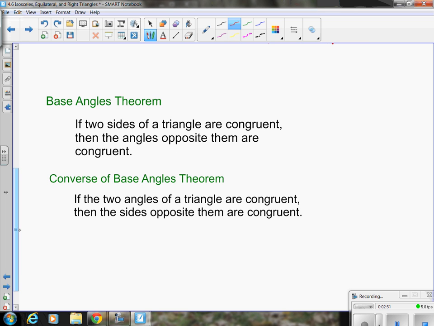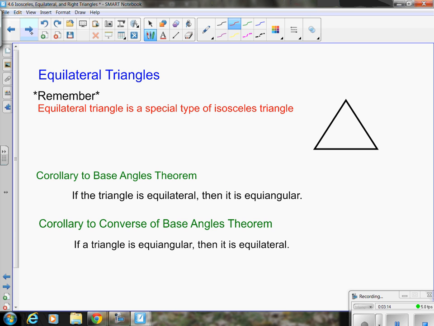If two sides of a triangle are congruent, meaning it's isosceles, then the angles opposite them are congruent. So for an isosceles triangle, the base angles are congruent. The converse is if two angles of a triangle are congruent, then the sides opposite them are congruent. So remember, converse, you flip the hypothesis and conclusion.